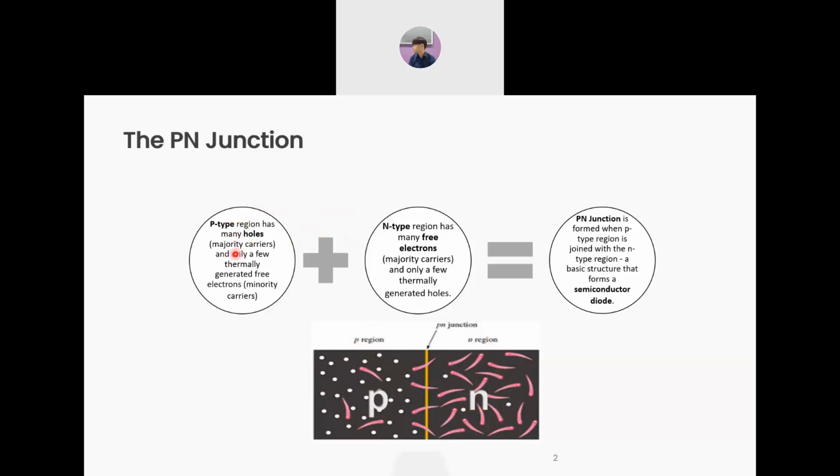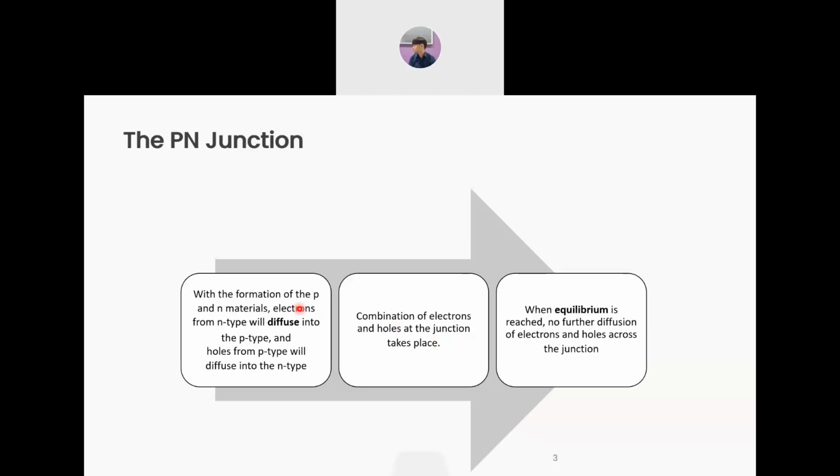So p type plus n type, you are going to have a p-n junction. A p-n junction is formed when a p-type region is joined with an n-type region, a basic structure that forms a semiconductor diode. Later on, as time goes by, you will learn that there are more complex structures of semiconductor diodes. This one is the basic structure. So this is what we call a p-n junction, the interface between them.